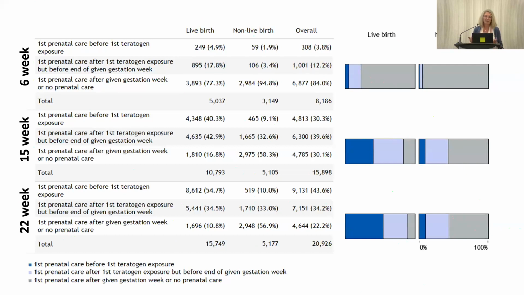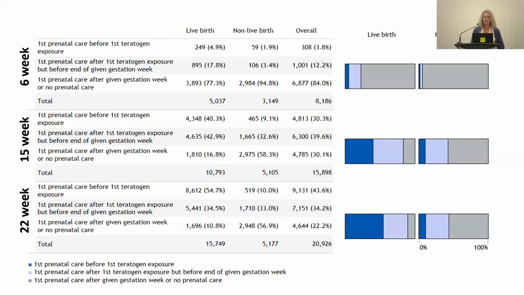So what we see for a woman who lives in a state that has now a legal abortion cutoff of 6 weeks, the vast majority of these women will have had their exposure to a teratogen before, and they would not have prenatal care initiated. Specifically, 77% of all live births, and 94% of all non-live births would have not had prenatal care within 6 weeks of gestation, and their prenatal exposure has already happened.